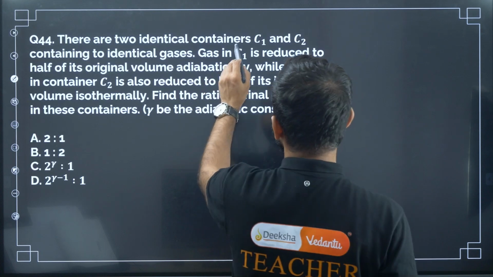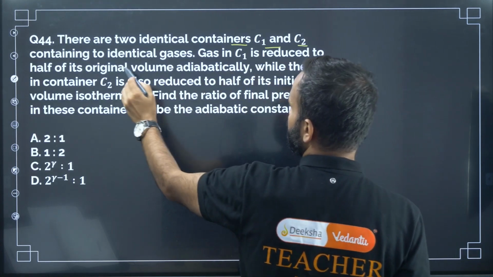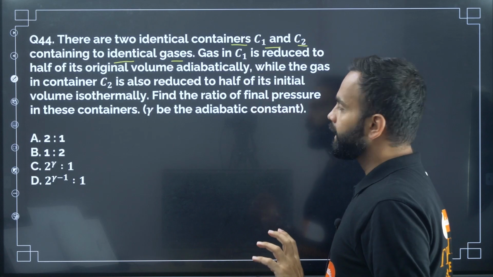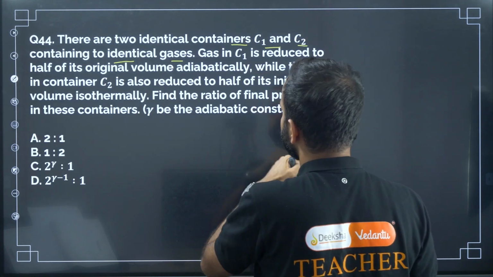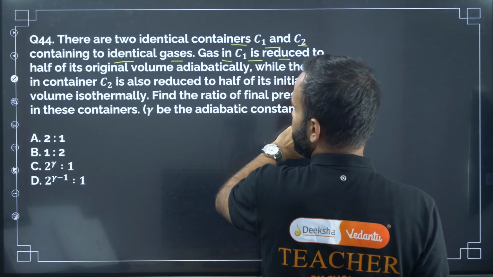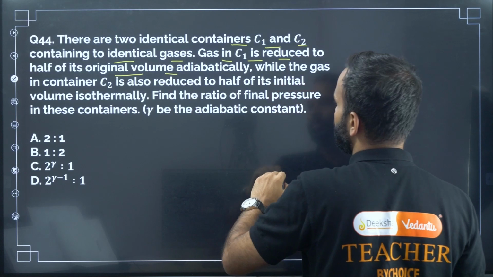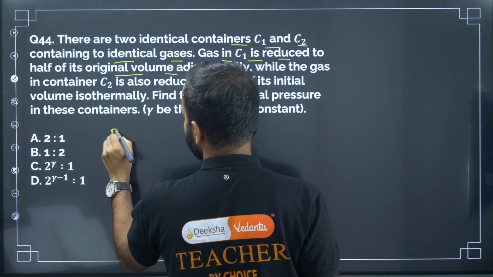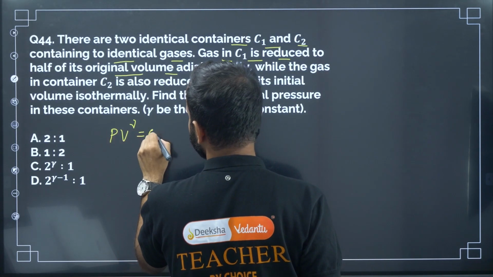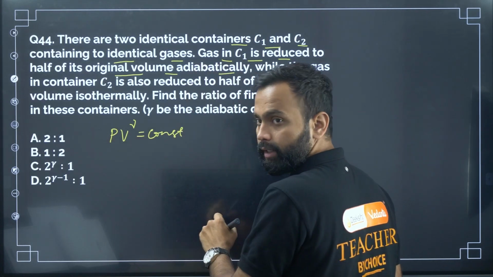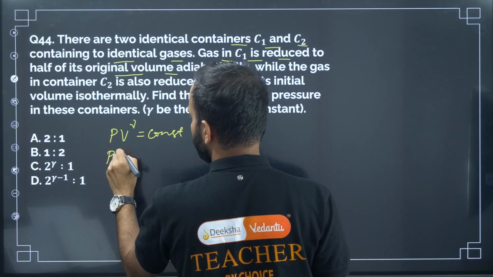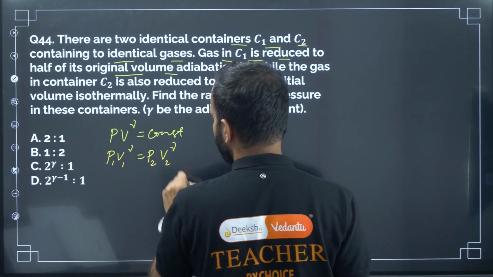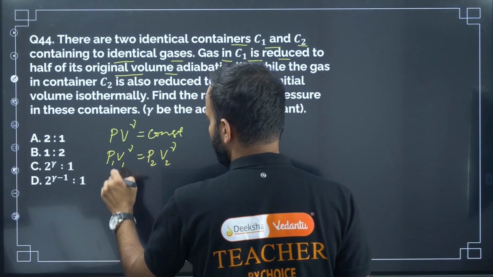There are two identical containers C1 and C2 containing two identical gases. Gas in C1 is reduced to half of its original volume adiabatically. So let us write the adiabatic equation: PV to the power gamma equal to constant. So P1 V1 to the power gamma is equal to P2 V2 to the power gamma, where V2 equals V by 2.